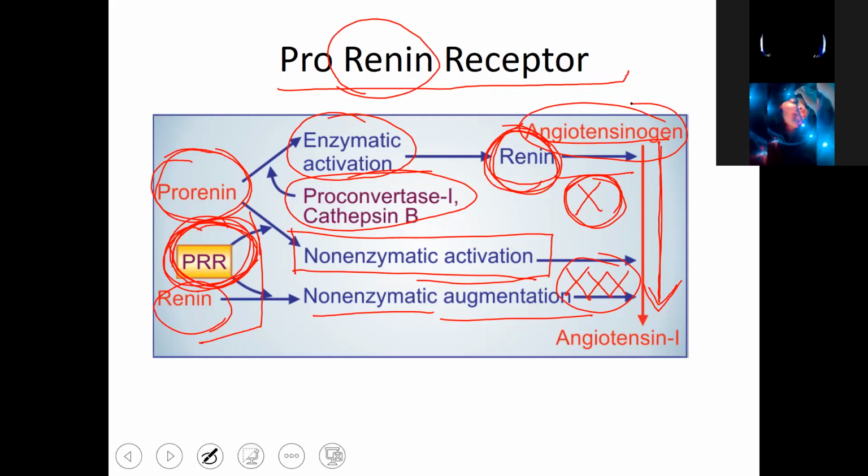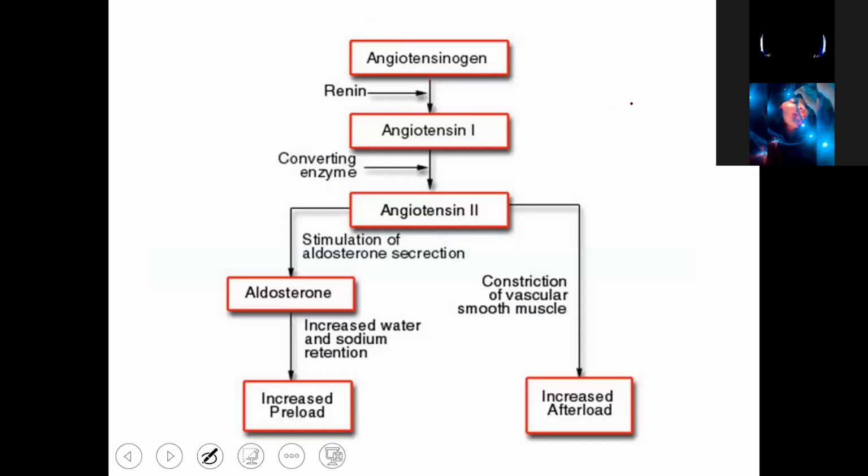It is a recent concept, and maybe you may be finding new questions on this in the near future. What is the role of prorenin receptor? It causes non-enzymatic activation of prorenin as well as non-enzymatic augmentation of renin. So activation of one and augmentation of the other one.